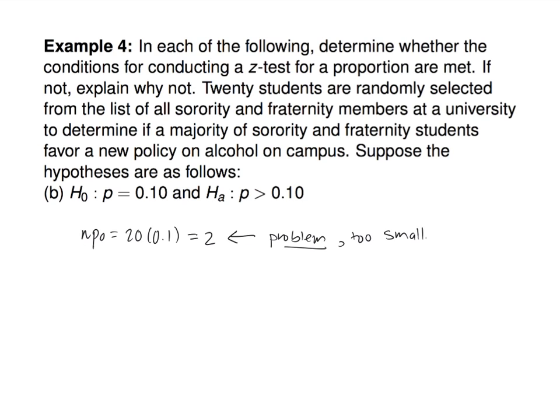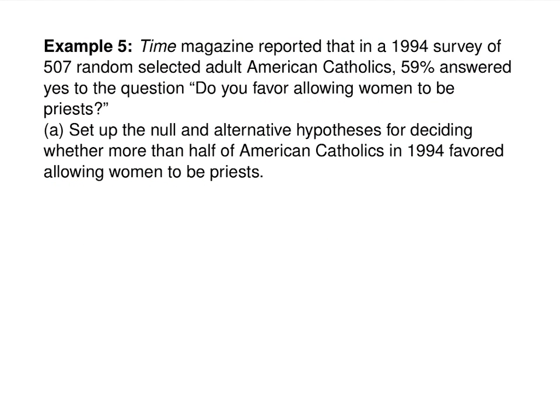Okay. So ready for some real data from some real life surveys? I grew up Catholic, so I find this one kind of fun. I was always very offended that I couldn't be a priest, even though I didn't actually want to be a priest. Just the fact that I couldn't made me angry. So, you probably can see that knowing me a little bit. Time magazine reported in '94 that in a survey of 507 randomly selected adult American Catholics, 59% answered yes to the question, do you favor allowing women to be priests? State the null and alternative hypotheses for deciding whether more than half of American Catholics in '94 favor that policy.